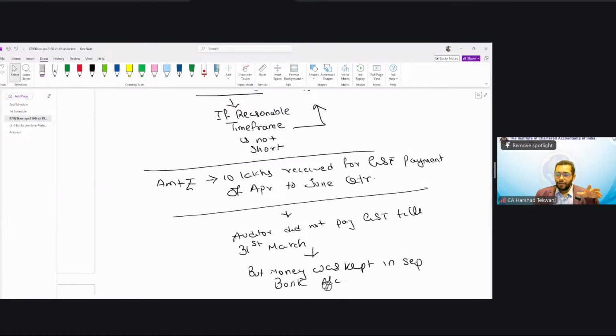Understand, money was given so that you pay the GST for the April to June quarter. And in this particular case, what happened? They did not pay, but they kept the money in a separate bank account. So, what would you say? Would you say clause 10 will be applicable or not, because the money is kept in a separate bank account? Anyone?